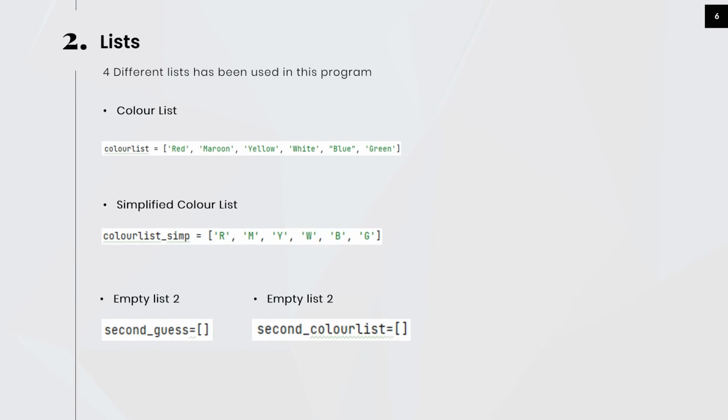Moving on to the lists. I have used 4 different lists in this program. First is the color list, then the simplified color list, and 2 empty lists. The color list is used to store the names of the colors, and the simplified color list is used to store the initials of the colors. The 2 empty lists are used to check the player's input.